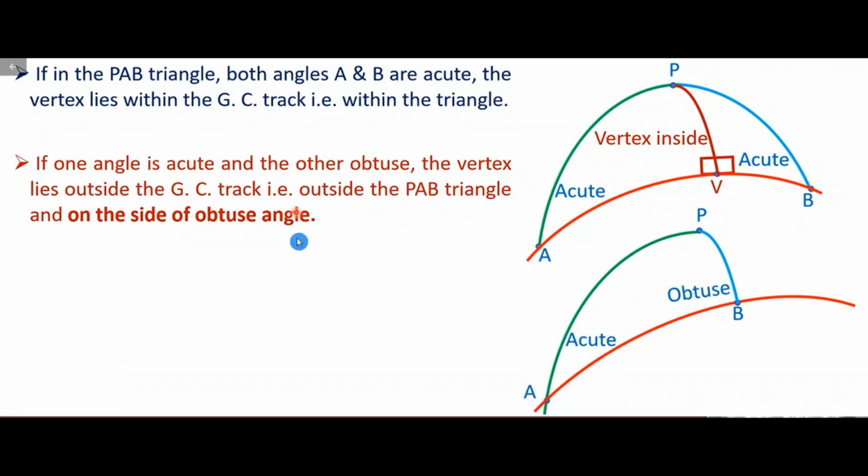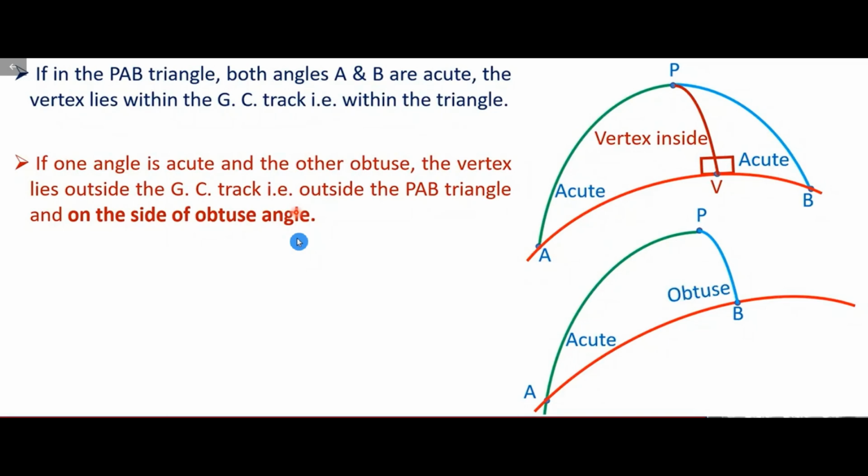So you can see in the diagram now, beta, one angle is acute and the other angle is obtuse. So will the vertex be inside or outside? Outside. Very good. And on which side will it be? On the side of the obtuse angle B. Very good. You have understood.